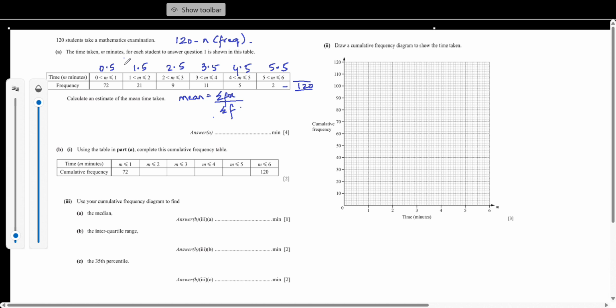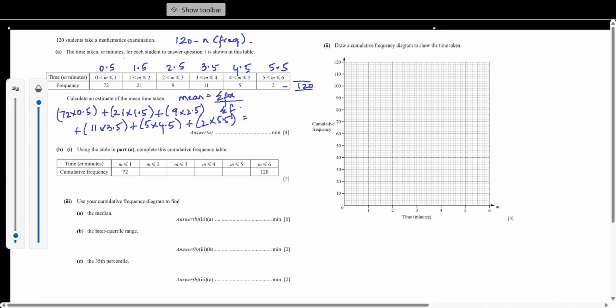Now we have to multiply f into x. So typically 72 into 0.5 plus 21 into 1.5 plus 9 into 2.5 plus 11 into 3.5 plus 5 into 4.5 plus 2 into 5.5. This gives us the numerator, sigma fx. I'm putting it in the calculator. Let us see what that is.